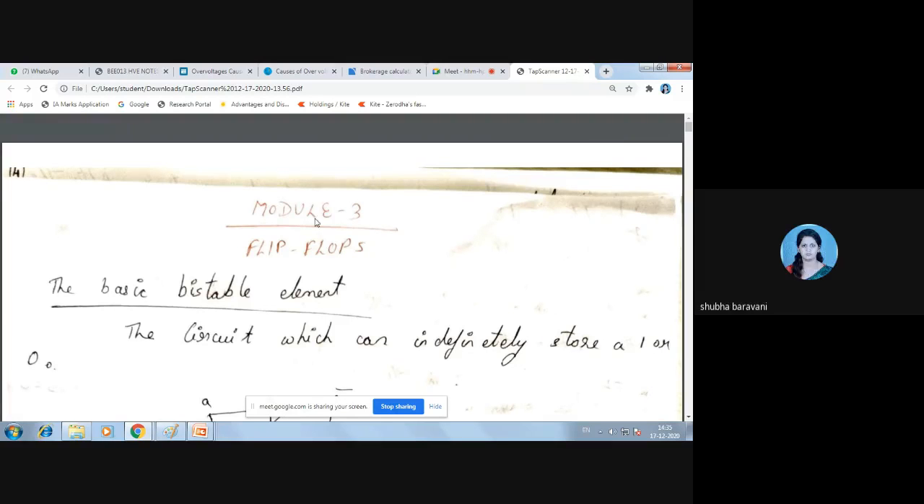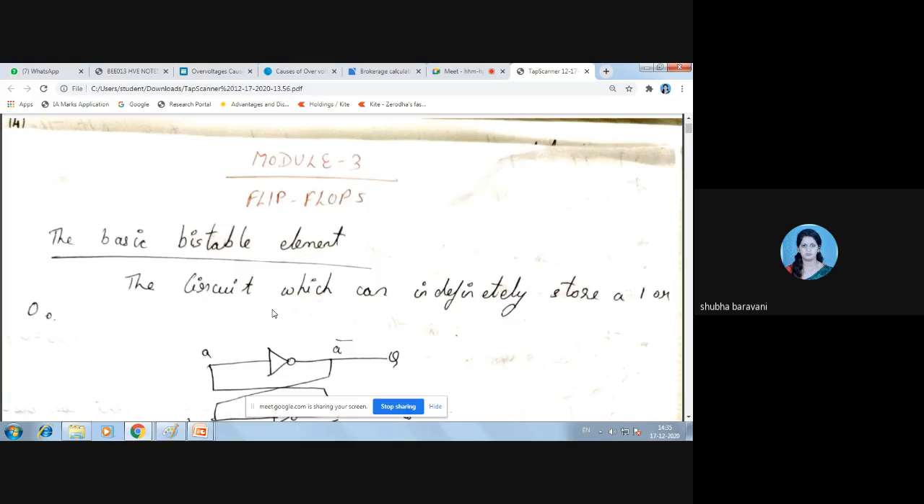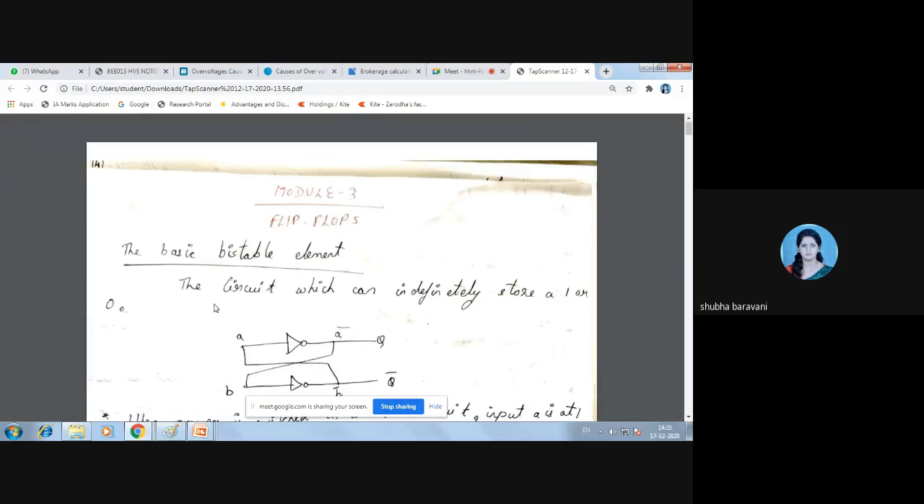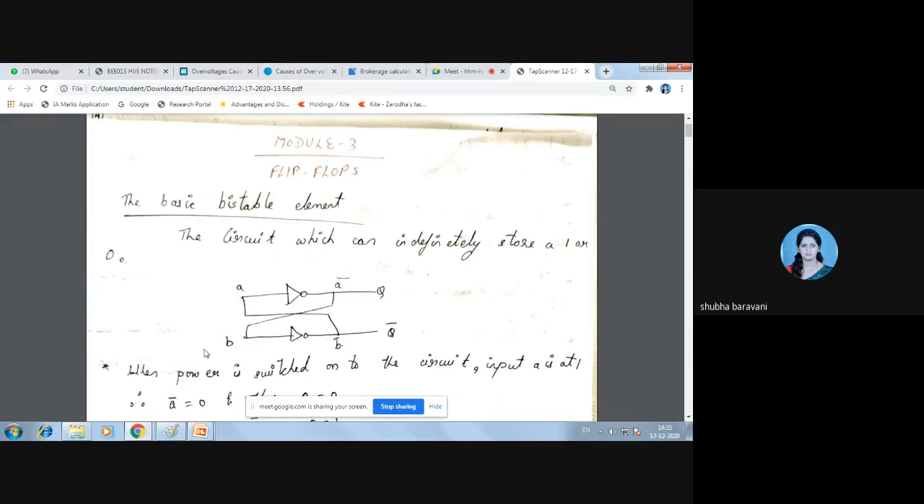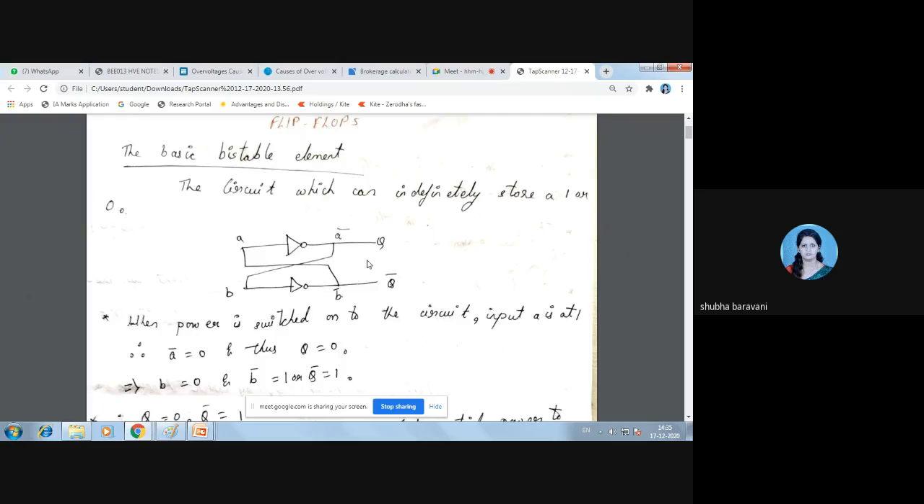Yes, ma'am. Okay, right. So first we will see the basic bistable element. Okay, so this is how a basic bistable element looks like. See, the circuit which can indefinitely store a 1 or a 0. So this circuit can indefinitely store a 1 or a 0. Okay, so let me explain to you the working of this.